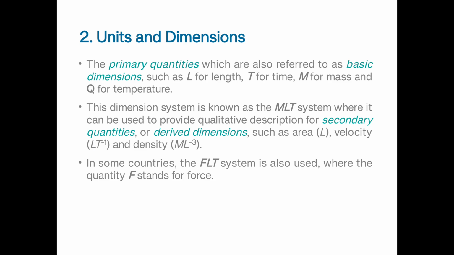Got it? So this dimension system is known as the MLT system, where it can be used to provide a qualitative description for the secondary quantities or the derived quantities, because mass, length, and time are the fundamental quantities. Based on that only, all the derived quantities will be considered. For example, if you want to measure the velocity of a fluid particle to understand the concept of shear, velocity is a derived quantity as a combination of length over time. Got it?